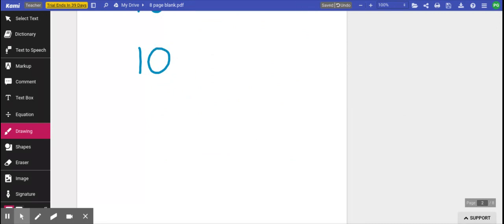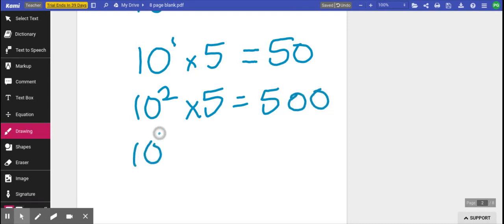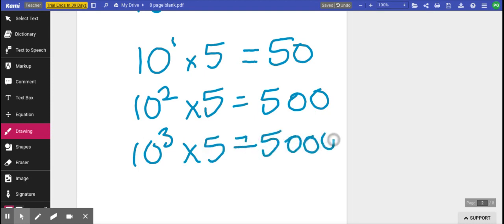Let's say we have 10 to the 1, which is 10. And we're going to multiply that by 5. Well, 10 times 5 is 50. What about 10 squared times 5? That's 500. What about 10 cubed times 5? That equals 5,000. Do you notice a pattern again?